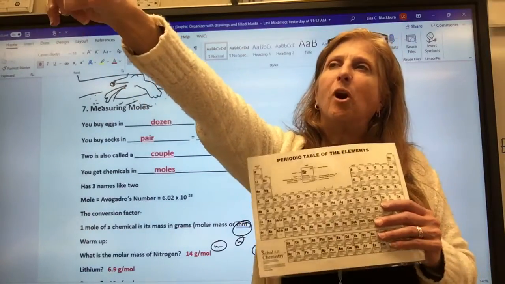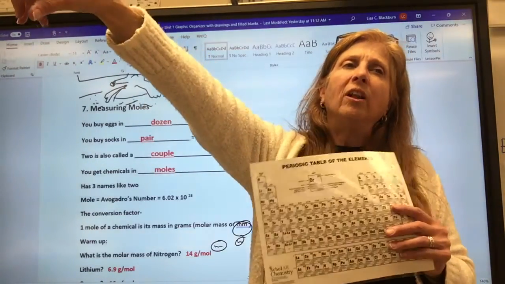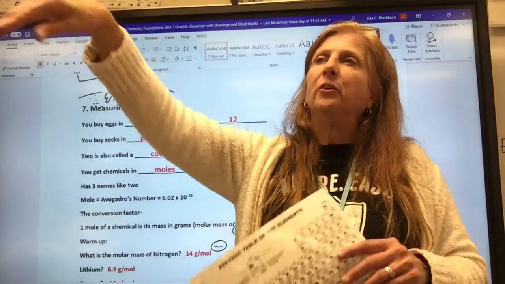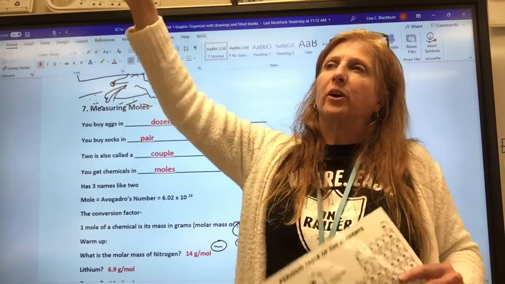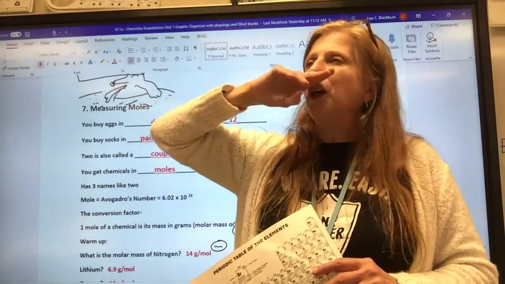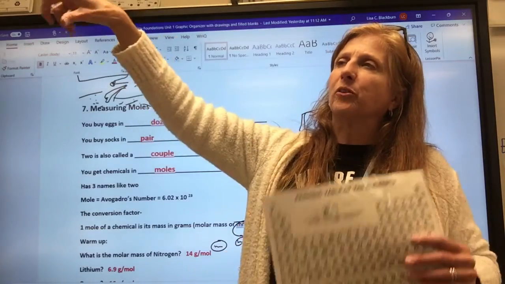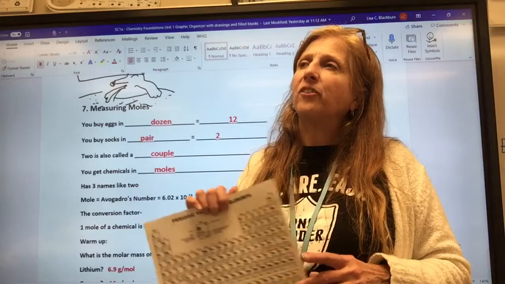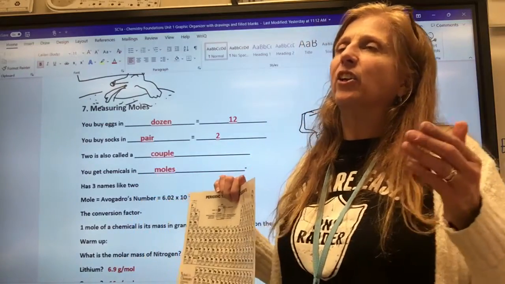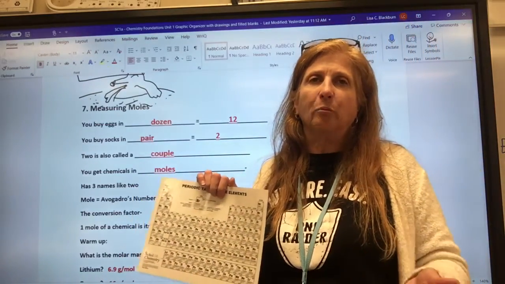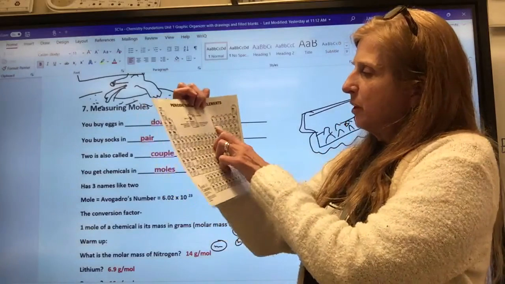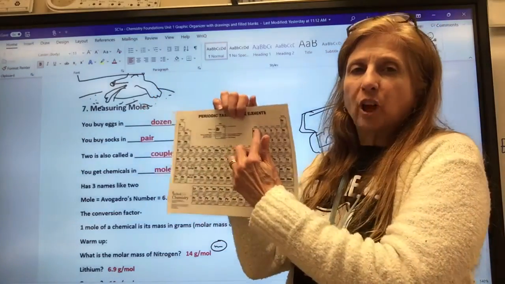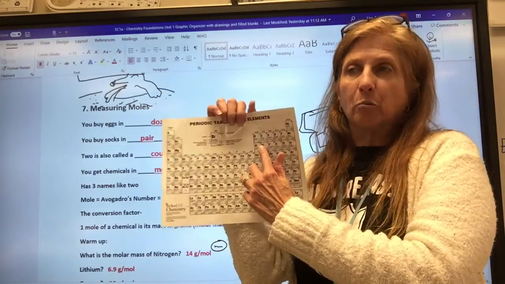First of all, do you see the mole, the cute little mole on the wall? That's to remind you that the periodic table is where you look for moles, okay? So now look at the periodic table. See the little red decimal numbers under the symbols? That's the molar mass, and that is a mole of that chemical. So on this periodic table, it's not the whole number, it's the decimal number.